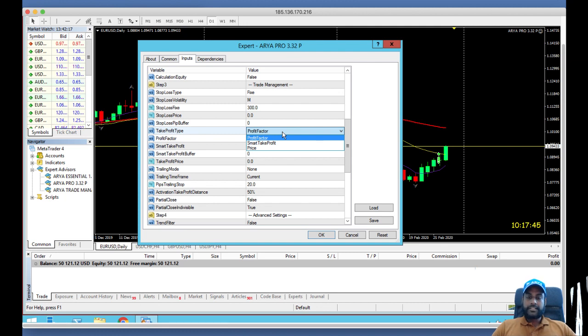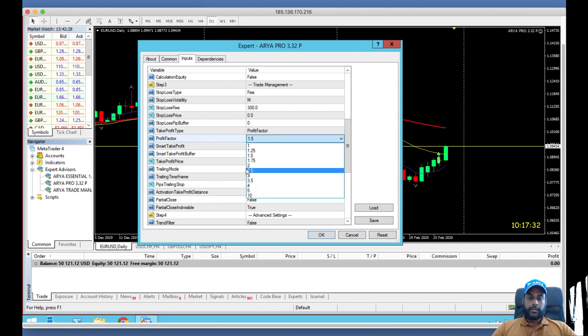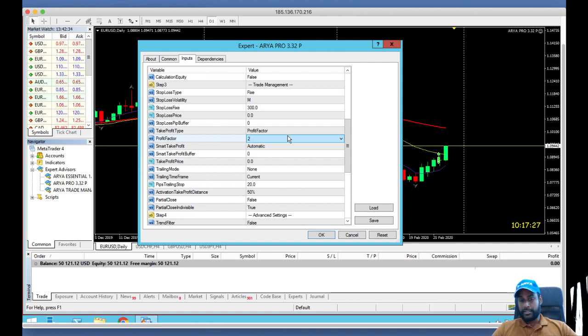The profit factor is basically the risk to reward ratio. If you put profit factor as a take profit type, and then on profit factor you put the value, for example, 2, it basically means that your take profit level will be 600 points. Why? Because you have a stop loss of 300 points.